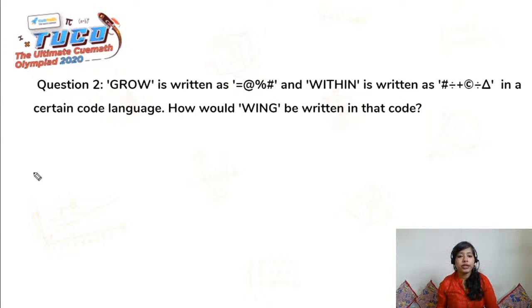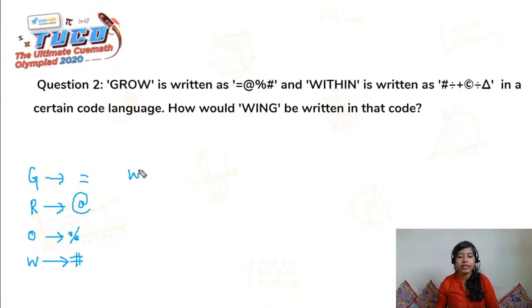Grow. So for here, let me just make a kind of structure. So grow. As you can see, G is assigned to equal to. R is assigned to at the rate. O is assigned to percentage. And W is assigned to hash. Okay. Let's go with the second one, within. So I'm writing it down here.